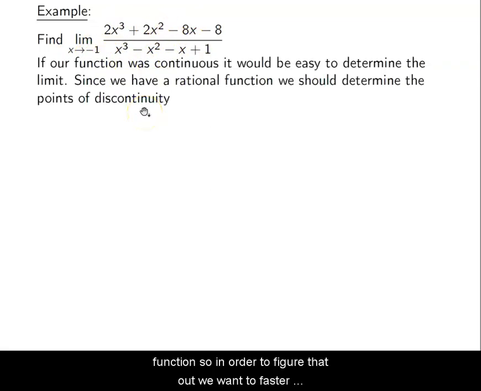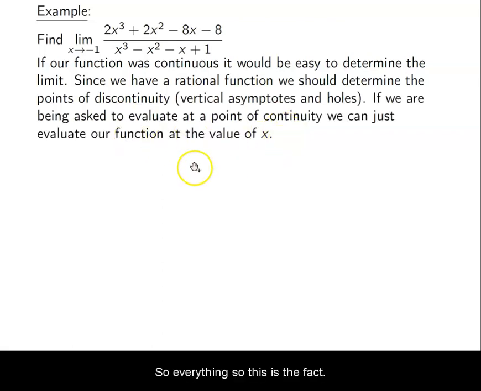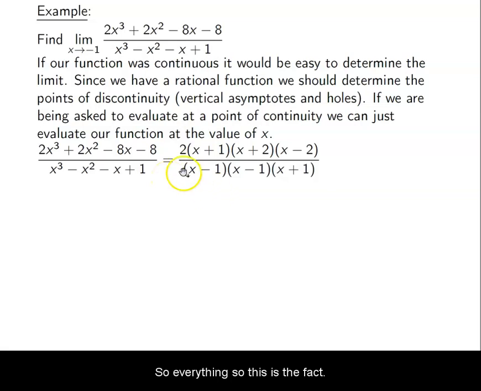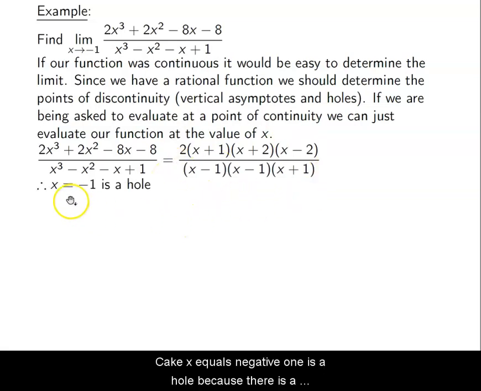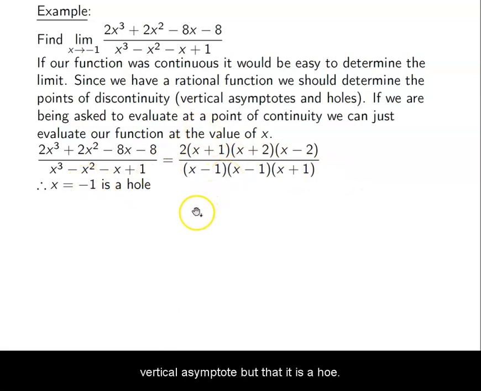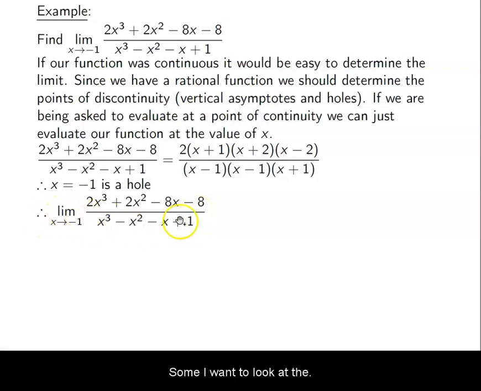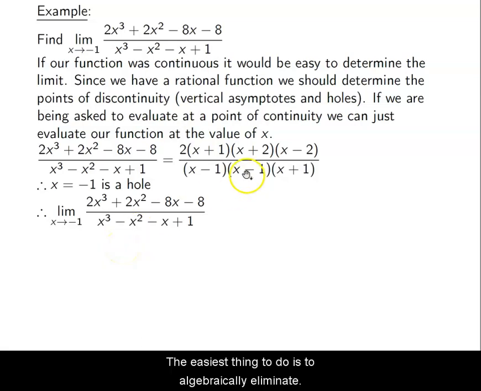So in order to figure that out, we want to factor everything so we know when I'm continuous and when I'm not. Okay, so we're being asked to evaluate. So basically it just says factor everything. So this is the factored form. Okay, x equals -1 is a hole because there is a factor in the numerator and a factor in the denominator that both have this as a 0, which means it is not a vertical asymptote, but that it is a hole, right? So if I want to look at the limit here, the easiest thing to do is to algebraically eliminate those two common factors, the factor in the numerator and the factor in the denominator.